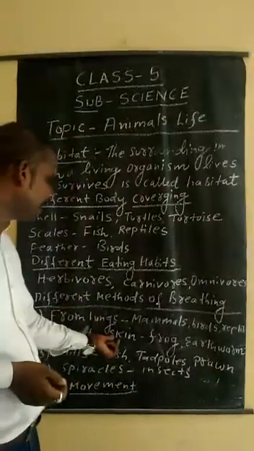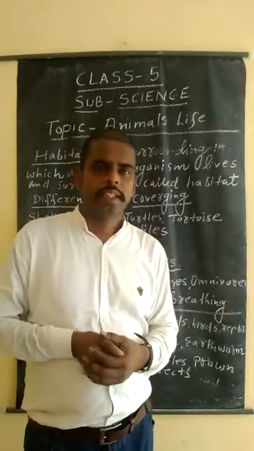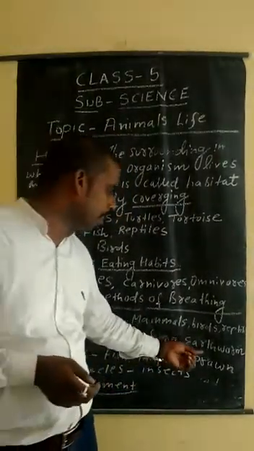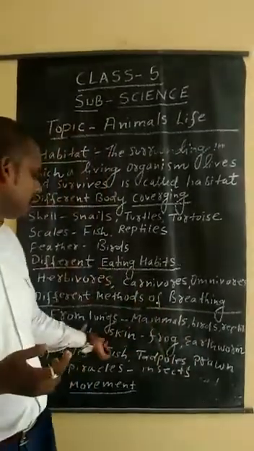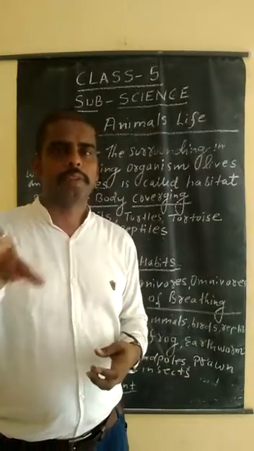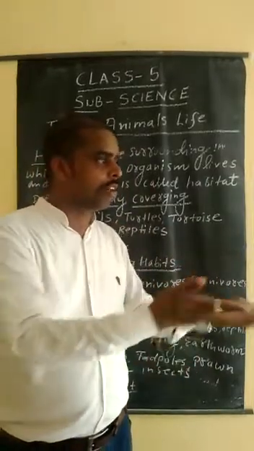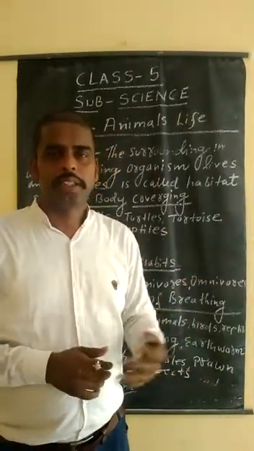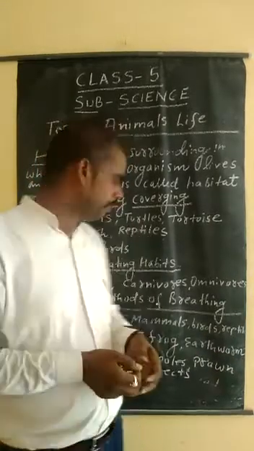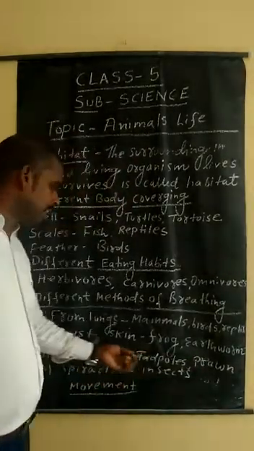Second one is moist skin. Frog and earthworm take breath from moist skin. Their skin is totally moist. If frogs live in the water, they take oxygen from the moisture of the skin. And when the frog comes outside of the rivers or water, it takes oxygen from the lungs.